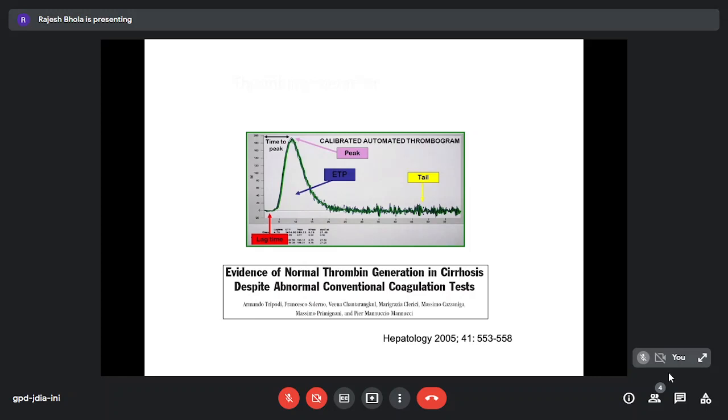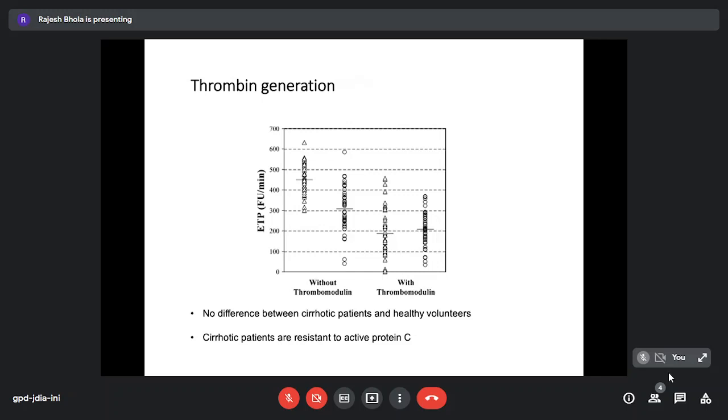And when we looked into the endogenous thrombin potential in cirrhotic patients, it is found that despite abnormal conventional coagulation tests, the endogenous thrombin potential in cirrhosis is very similar to, or the same as, that of a normal person. If you look into the thrombin generation without thrombomodulin, there is a significant difference. No difference is observed between cirrhotic patients and healthy volunteers with thrombomodulin. So the thrombin generation potential is almost similar between cirrhotic patients and healthy volunteers. One thing we have to remember here is that cirrhotic patients are resistant to activated protein C. That means there is an activated protein C resistance, which can lead to more thrombosis.